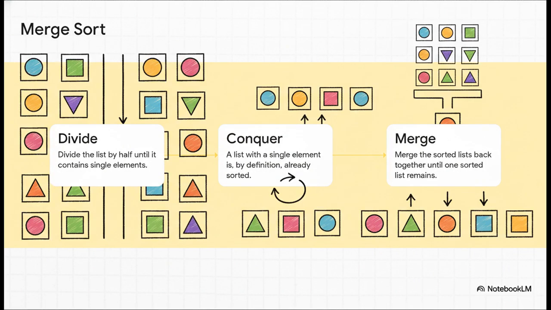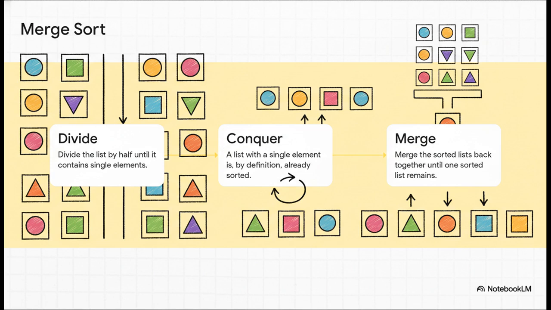Now let's look at a much smarter tool, Merge Sort. Instead of doing all those tiny little swaps, it takes a divide and conquer approach. First, it just splits the list in half, and then in half again, and again, and again, until it's just a big pile of single-item lists. And here's the really clever part. A list with only one item in it is, by definition, already sorted.